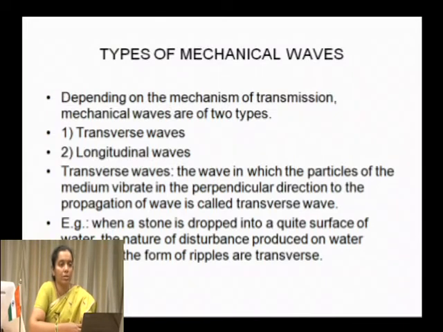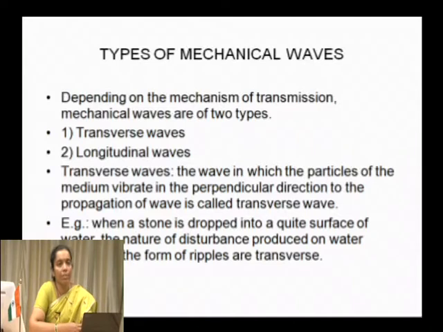Next, waves are generally classified into two types, mechanical waves and non-mechanical waves. Further, depending on the mechanism of transmission, the mechanical waves are classified into two types, transverse waves and longitudinal waves.